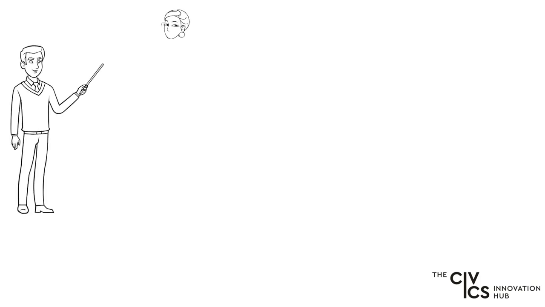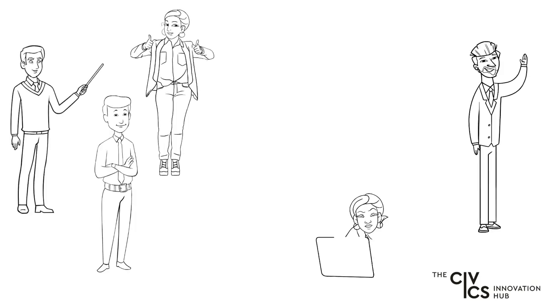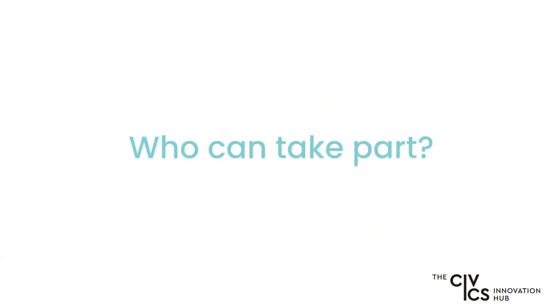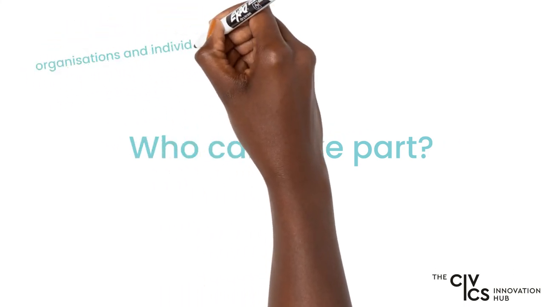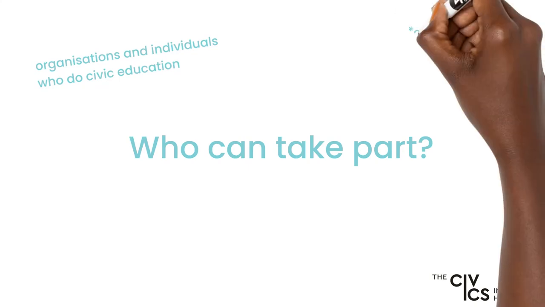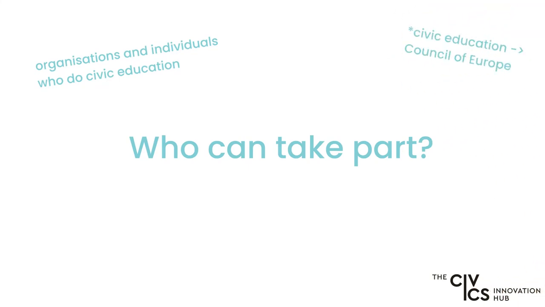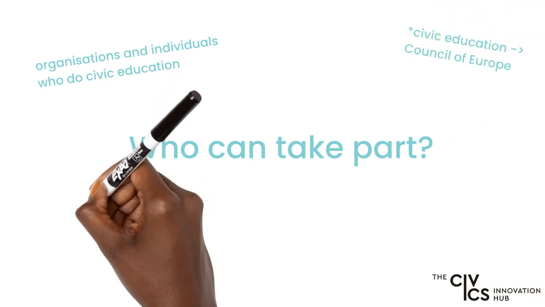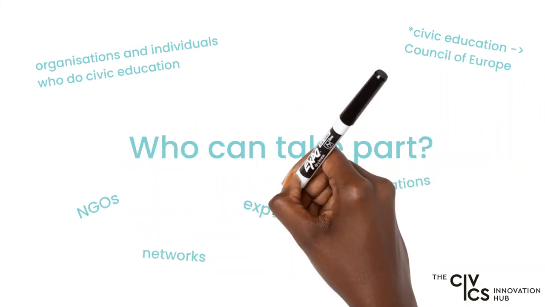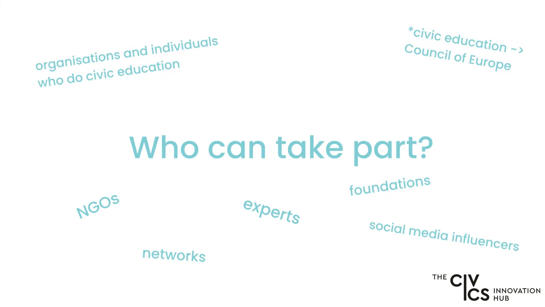Our mapping is not a research project and does not strive to achieve a representative sample in the countries. Rather, it helps us learn more about the actors we are able to reach. A variety of organizations and individuals who are active in the field of civic education are eligible to be mapped. We follow the definition of civic education by the Council of Europe, and our focus is set on non-governmental organizations, networks, foundations, experts in the profession, and social media influencers on the topic.